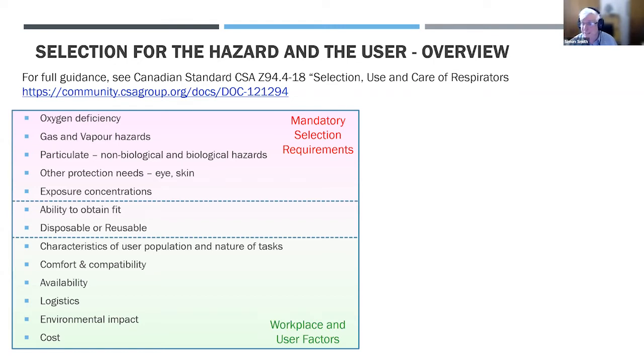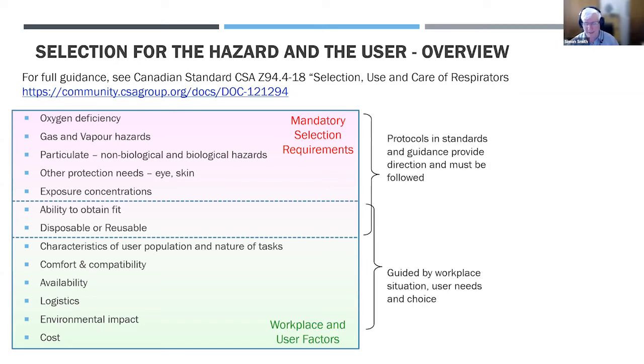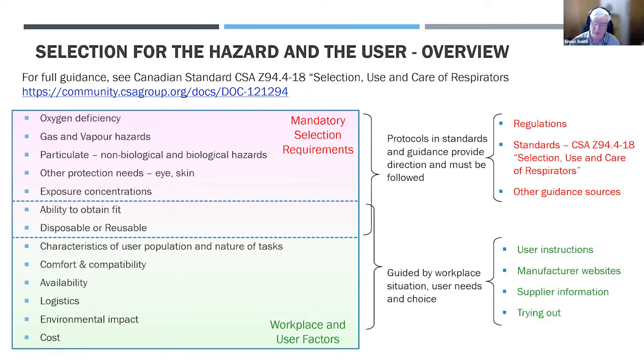And now more consideration of environmental impact. Does the equipment have any kind of biodegradability if it's being disposed of frequently? And then the cost perhaps is the last thing that should be considered, but it is a factor in decisions, of course. So as I said, some are on the mandatory side, covered in protocols and standards, and the other side, workplace factors, are really the decisions of the employer or the workers combined in the workplace.